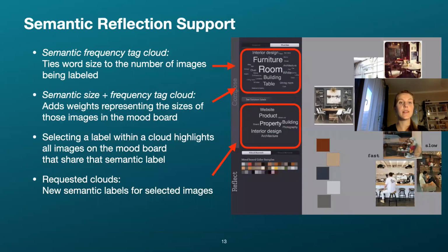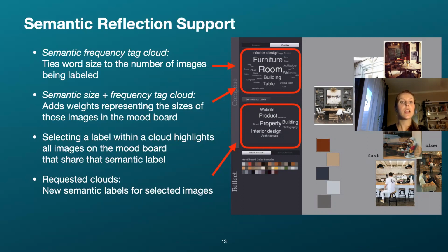During the design process, designers interpret images and groups of images to make sense of larger concepts. Semantic Collage supports this by providing tag clouds and extracted color samples. On the top left, the first tag cloud represents the frequency of the labels presented on the canvas. The bigger a label, the more frequent it is.